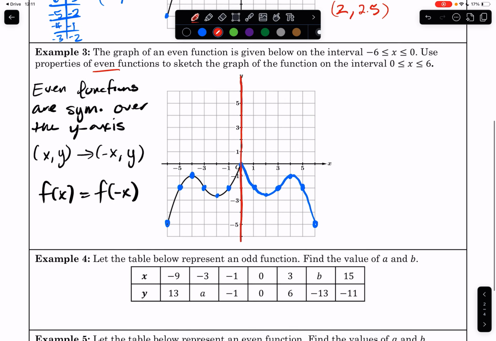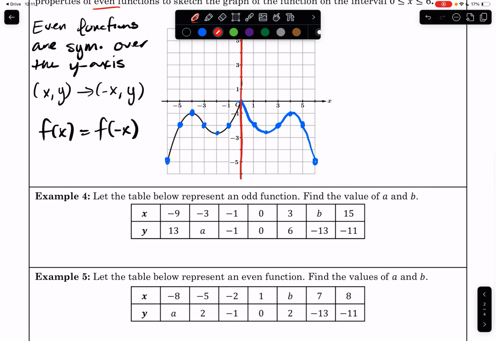Now, let's use this concept again to determine missing coordinate values on a table. So let the table below represent an odd function. Again, what does that mean? For a function to be odd, it means that for every x and y value that exists on this function, the opposite x and the opposite y is also going to exist.